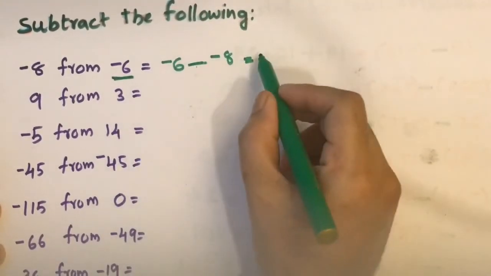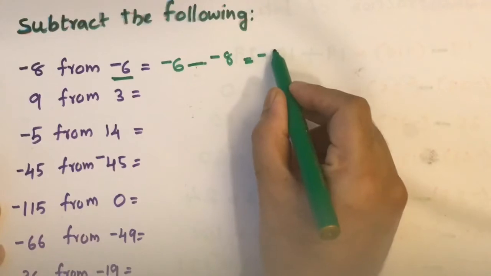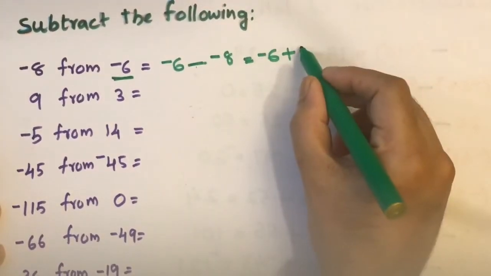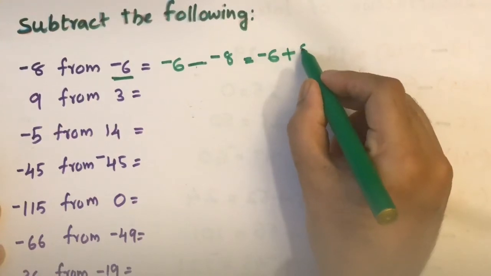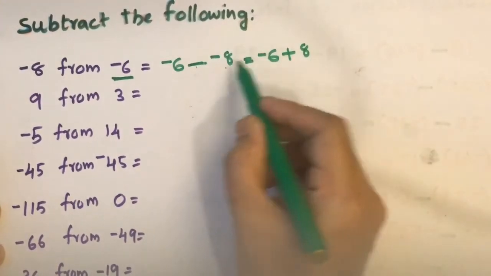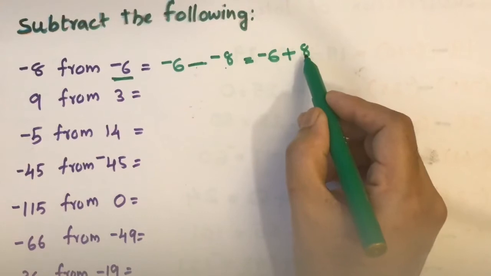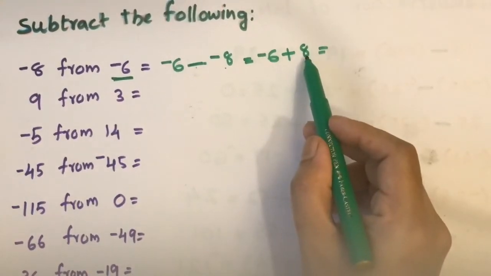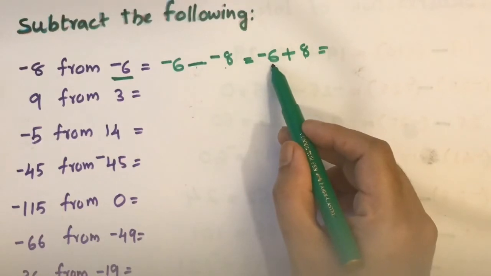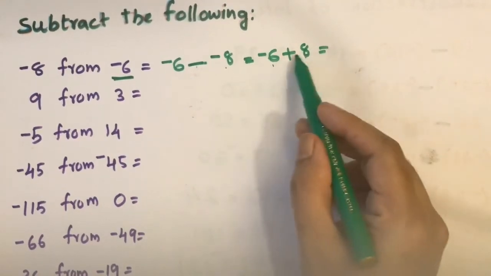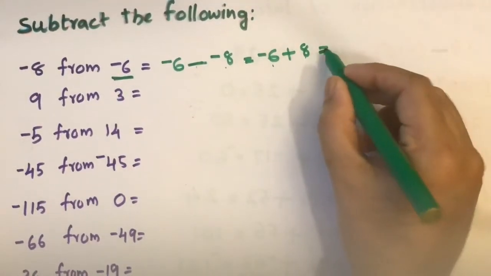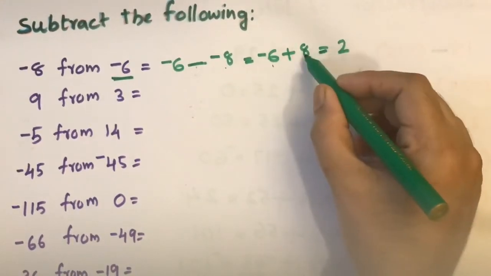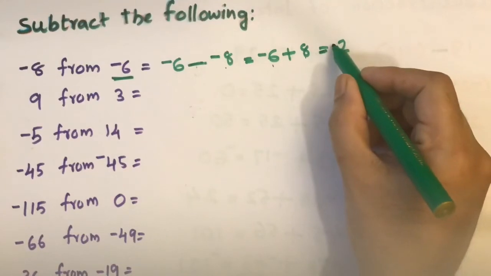See, now keep the first integer, change the operation, change the sign of the second integer. Here it is negative 8, so it will be positive 8 now. Here one number is positive and another number is negative, so we need to subtract the numbers. So 8 minus 6 is 2 and keep the sign of the bigger number, that is positive.